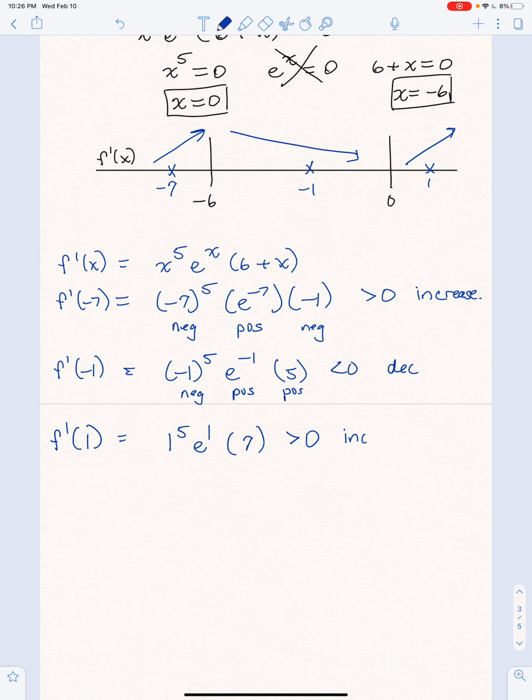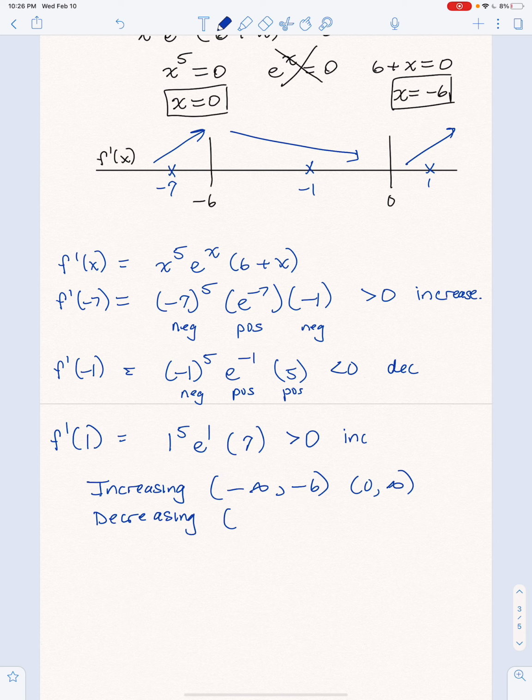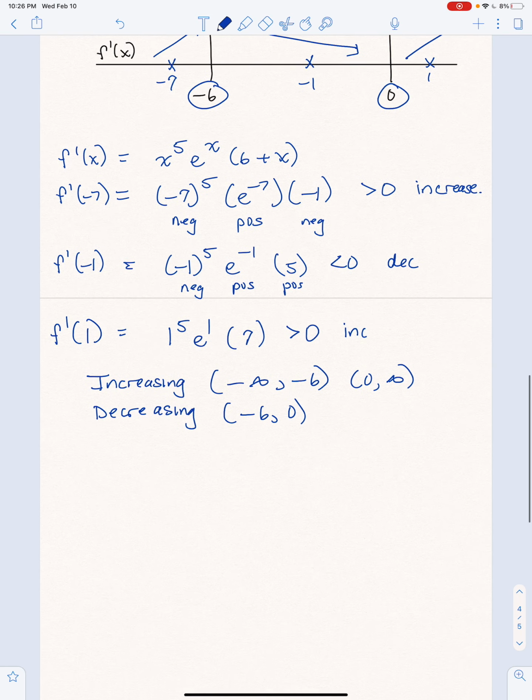So we can answer a couple questions here. The function is increasing on two intervals: from negative infinity up to negative 6, and again from 0 to infinity. And it's decreasing on the interval negative 6 to 0. Okay, because remember, the critical numbers are where things are in transition. So those are the endpoints of our intervals.